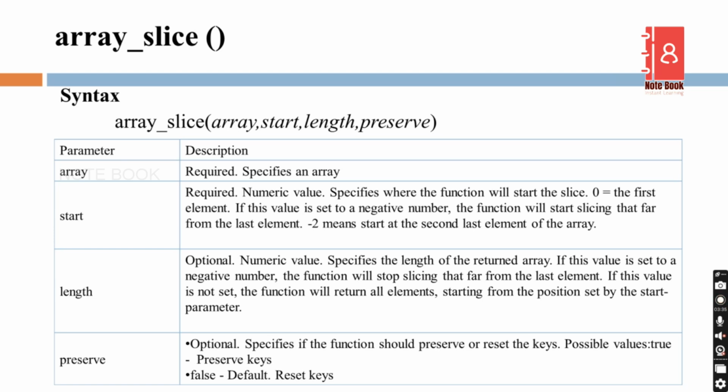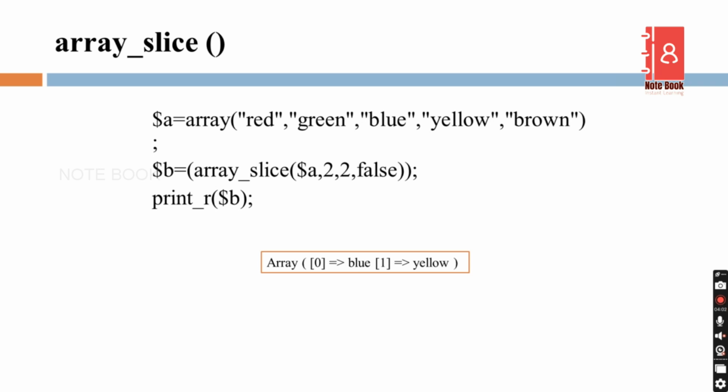Array slice, the slice function. So here the slice function syntax was given: array_slice of array comma start comma length comma preserve. So what is array? Array is required, we can specify an array, and start is a numerical value. Length is optional, also a numerical value. Preserve is also optional. It specifies if the function should preserve or reset the keys. So possible values are true or false.